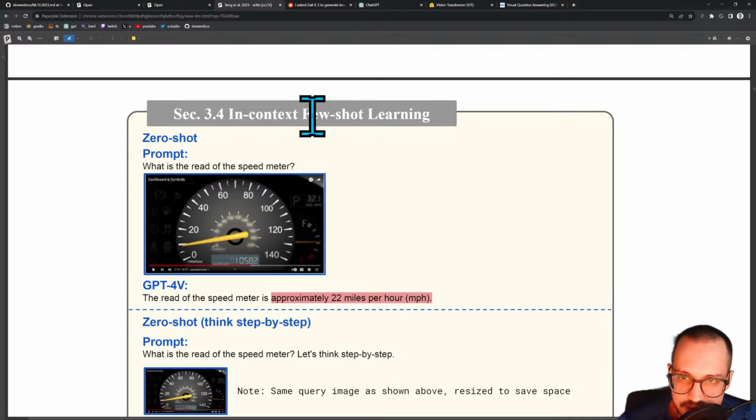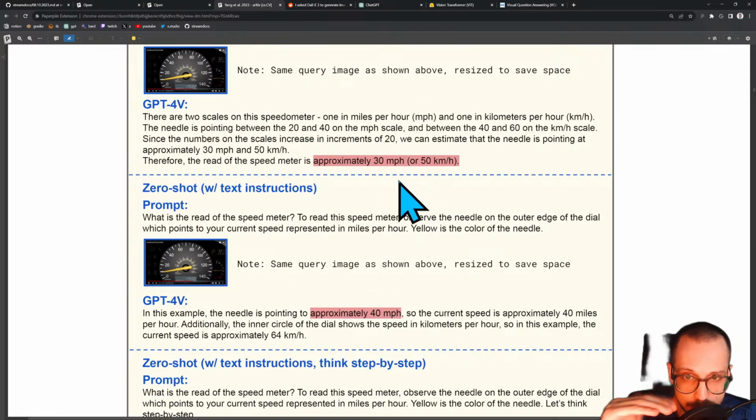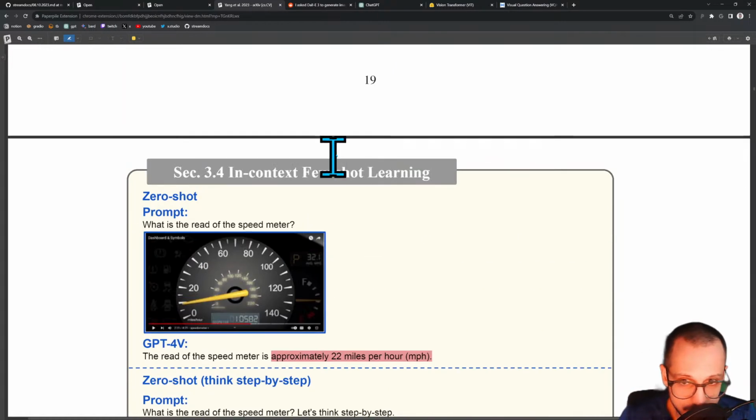In-context few-shot learning. In-context means that you're doing it at inference within the context of the language model. You're not fine-tuning. And few-shot here means multiple shots, right? So it's not zero-shot, where it's just doing it first try in one try. Few-shot means it gets a couple of tries.